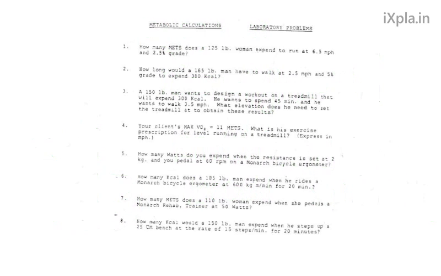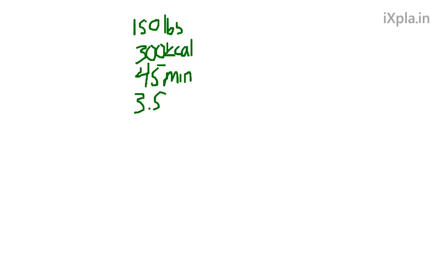Going back to the third question now. Third question is a little complicated. This is as hard as a question will possibly get. He's looking at elevation. Okay, so write down everything you have. It's 150 pounds, 300 calories. He wants to work out for 45 minutes. Running or walking, I guess, 3.5 miles an hour. What elevation does he need to work out at?